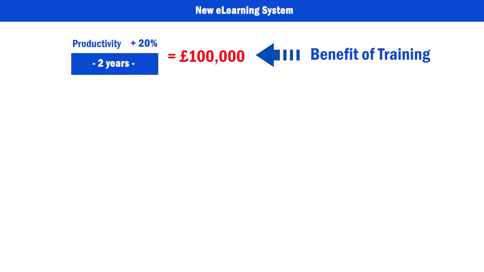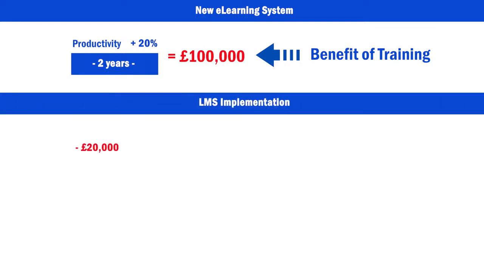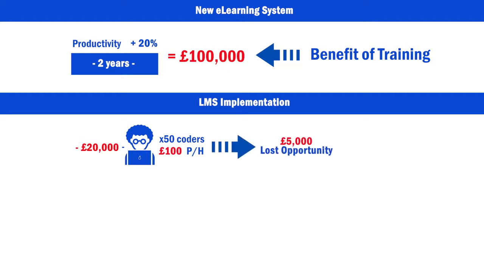But how much will it cost? Let's say your LMS implementation costs are £20,000. Also, let's say you lose 50 coders with an hourly charge-out rate of £100 an hour for an hour's training, at a total lost opportunity cost of £5,000. This means your cost of training is £25,000.